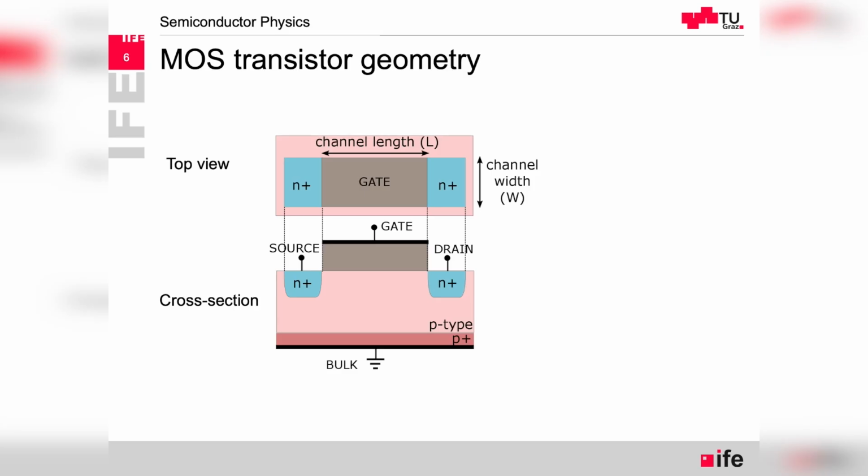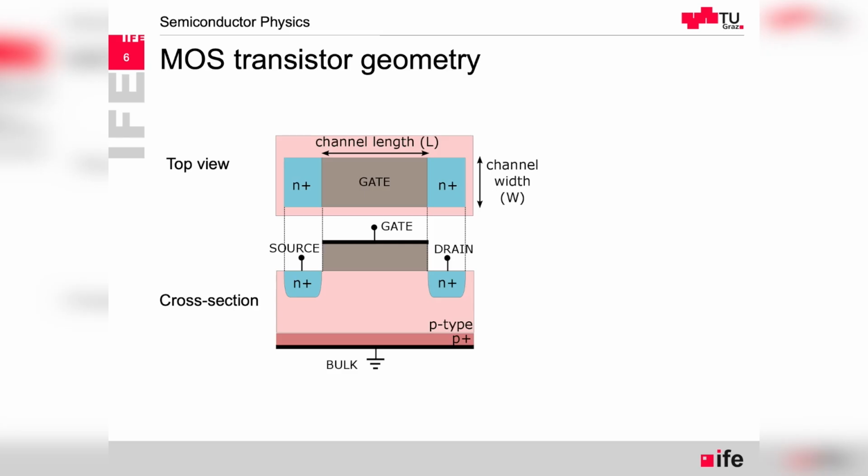We can also have a P-channel transistor, where instead we have a bulk made of N-type material, and then the two islands are P+, and then by applying voltage at the gate, we create the P-channel at the transistor.